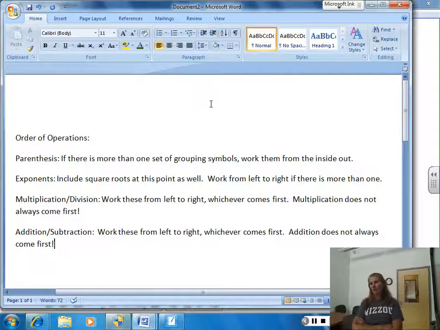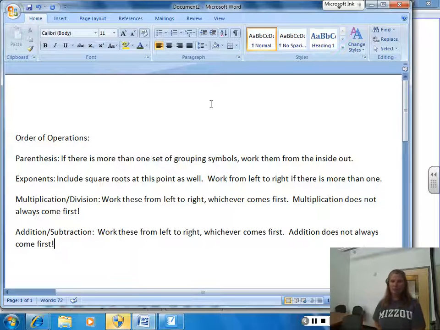Multiply and divide. Work these from left to right, whichever comes first. Multiplication does not always come first. Sometimes you do division and then multiplication. That's one of the biggest mistakes that people make, is they always want to jump in and do multiplication before division. And I think it's just because of the way it's stated, multiply and divide. So people think, okay, I'm doing that first. But you should be doing whichever comes left to right first. And you're going to make that mistake, and I'm going to correct it. It's going to happen, so just be ready for it, but that's what's happening there.